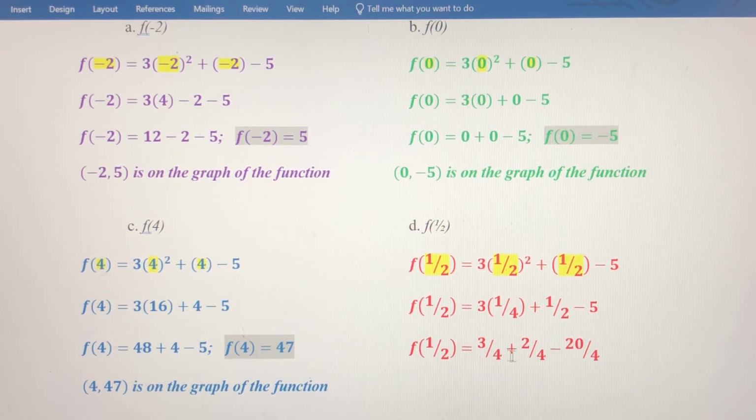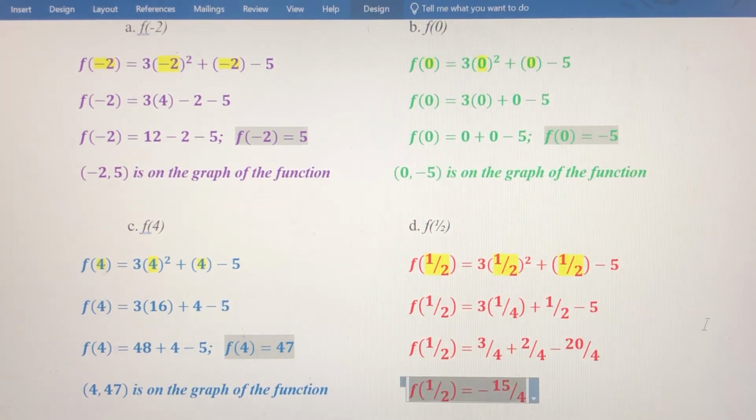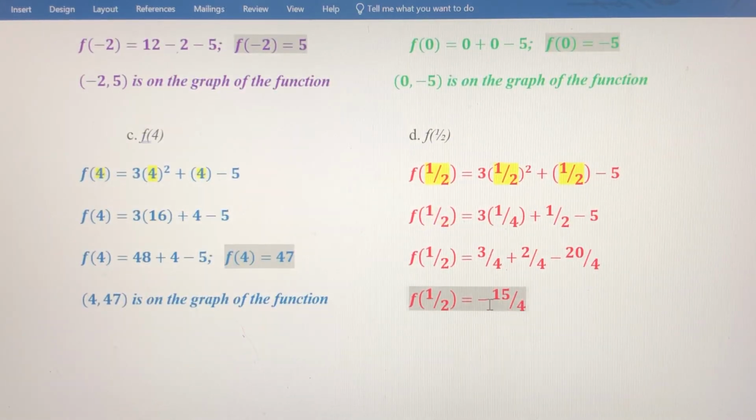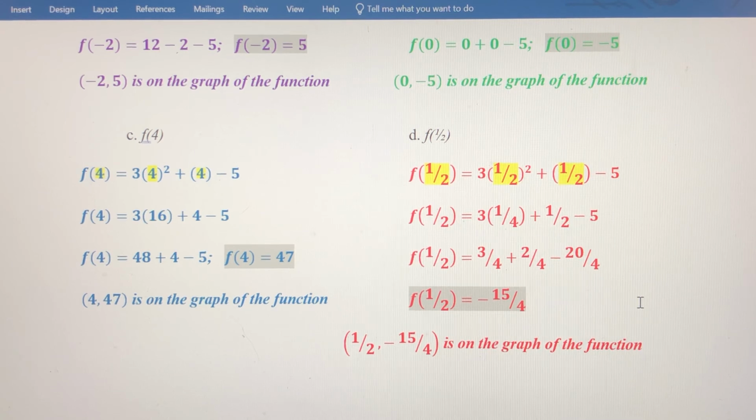So we combine those numerators. 3 plus 2 is 5. 5 minus 20 is -15. So f of 1/2 is going to be -15 over my common denominator of 4. What that means is (1/2, -15/4) would be an ordered pair on the graph of the function. So that's how you evaluate function notation. And that's a real quick basic introduction to what a function is. Again, that should all be review, but there's never too much review, I don't think, when we're talking about functions.